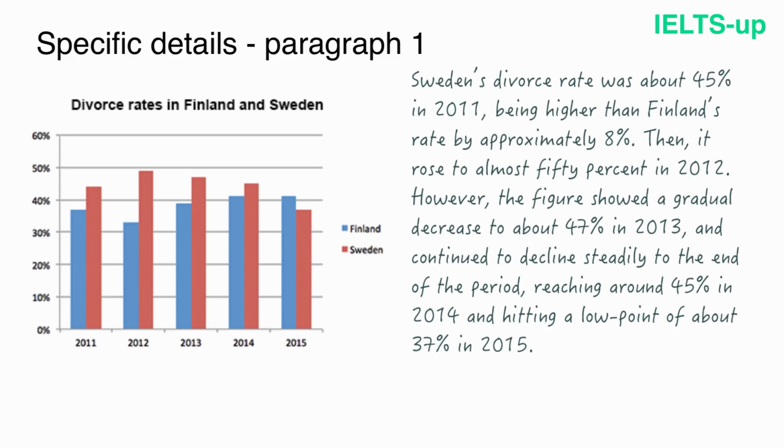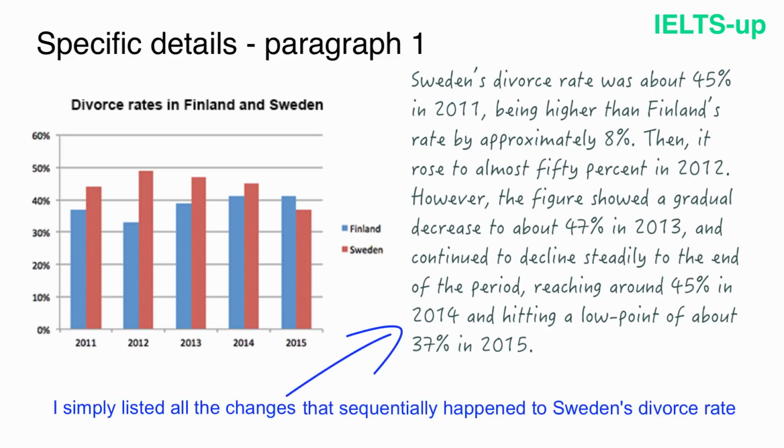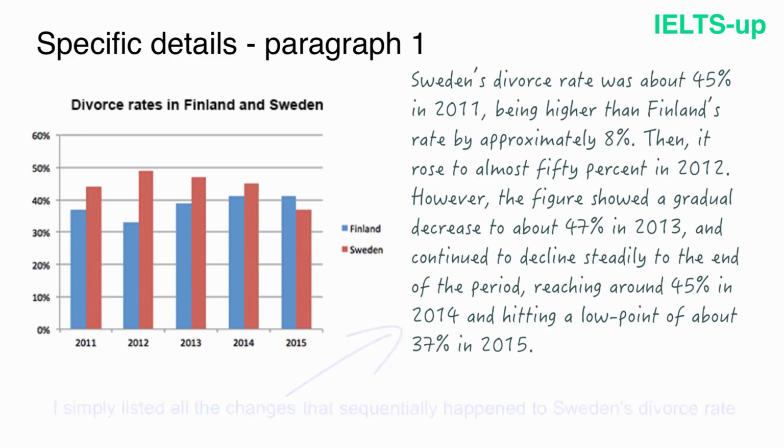You can see that I simply listed all the changes that sequentially happened to Sweden's divorce rate during the given time period. I started with describing Sweden's divorce rate in 2011 when I wrote, "Sweden's divorce rate was about 45% in 2011." Pay attention to the word "about" that I used.